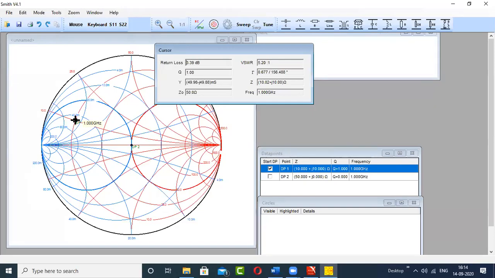How far do we have to minimize? We have to convert this into an almost ideal situation. If I place this cursor at the center, you can see that the reflection coefficient has reached almost 0.